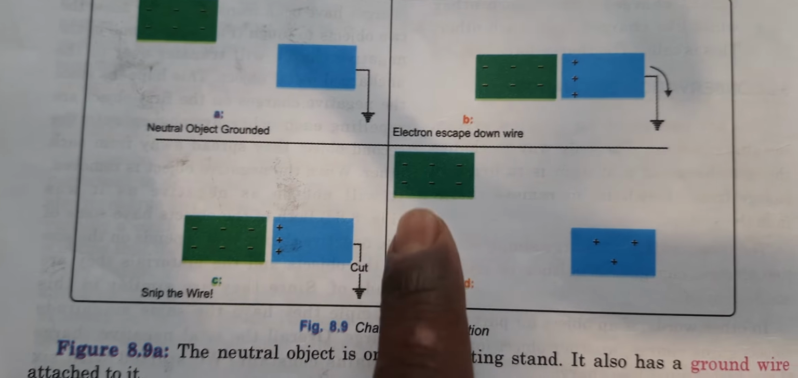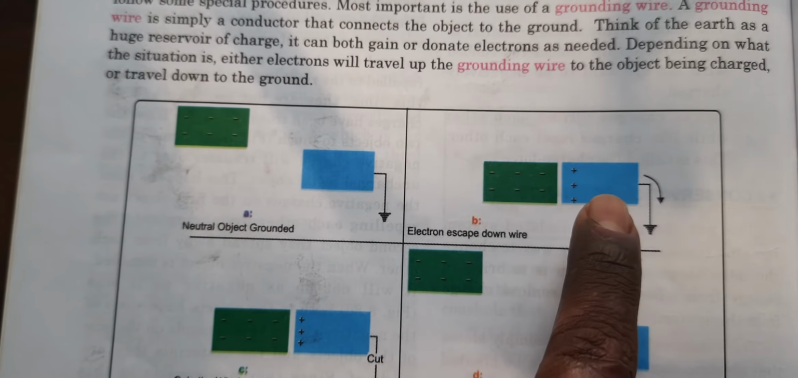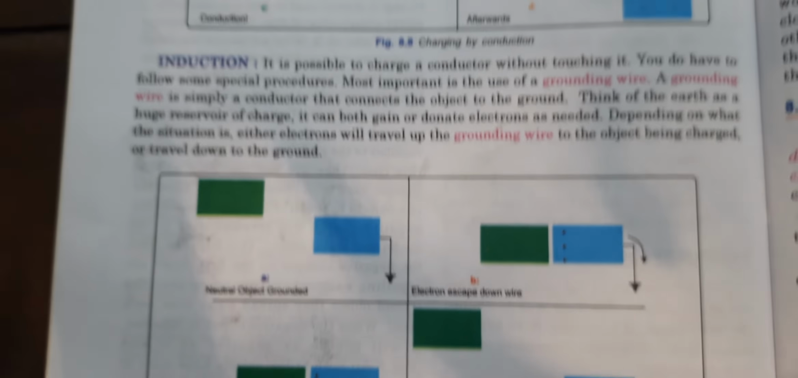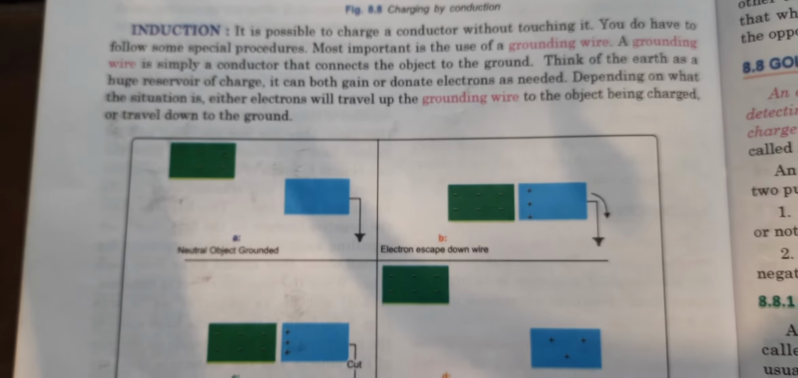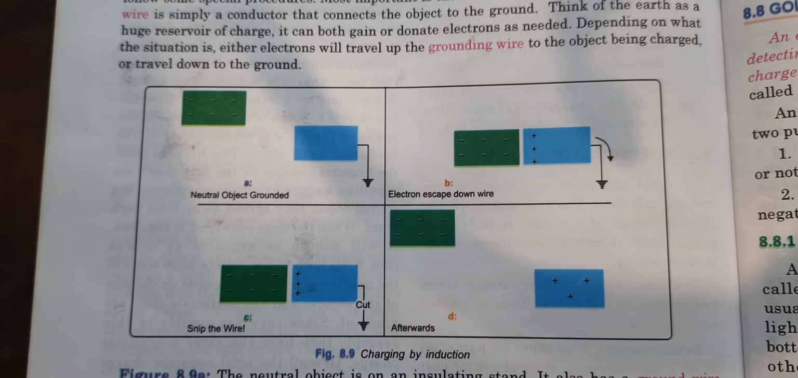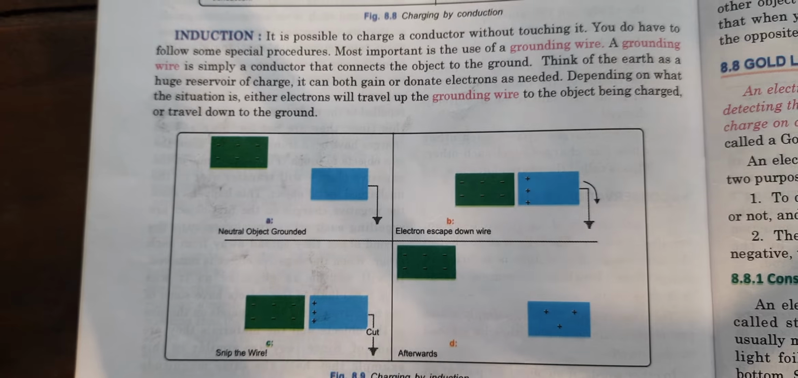Okay, so here did we touch the charged body with the uncharged body? No, you can see there's a gap. So in this method of induction, we don't touch the uncharged body with the charged body. This is the difference between charging by conduction and charging by induction.